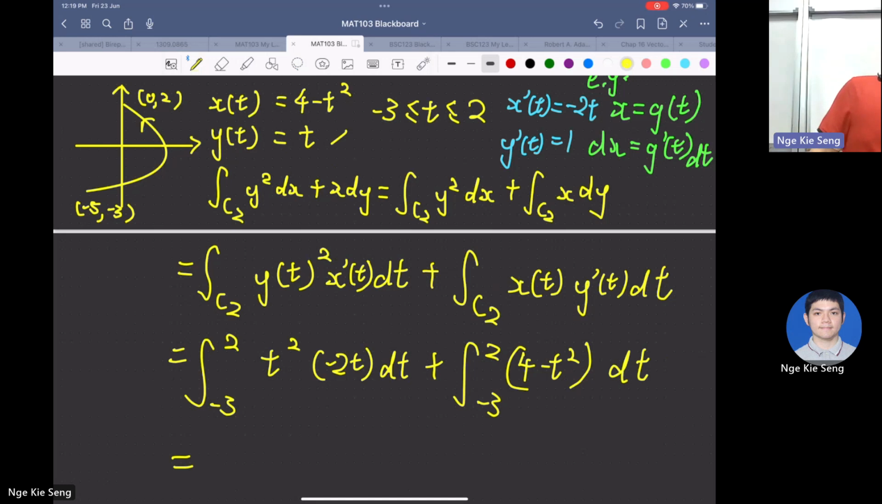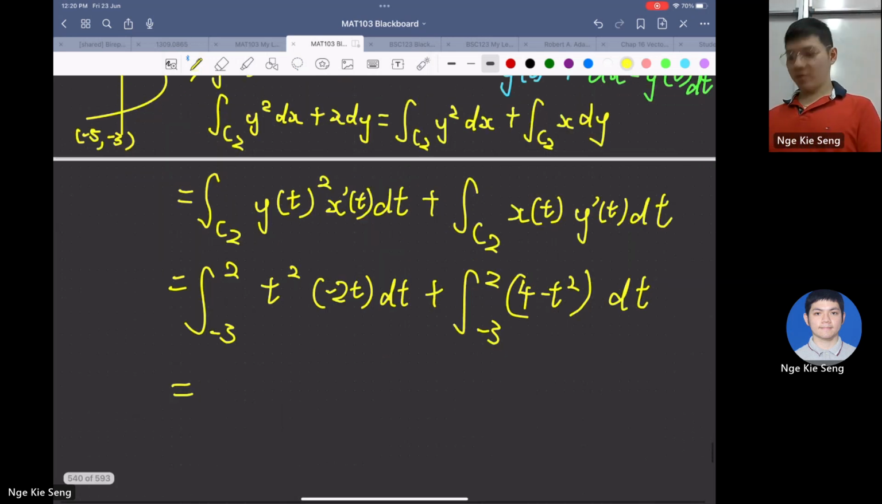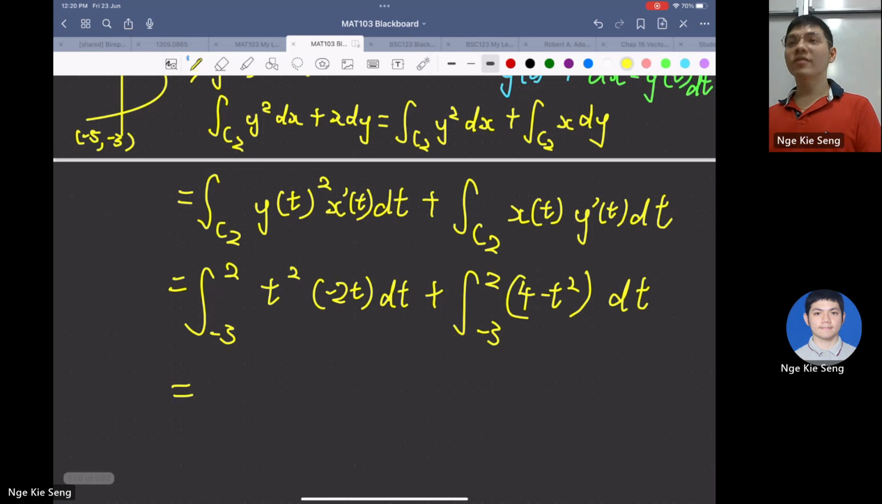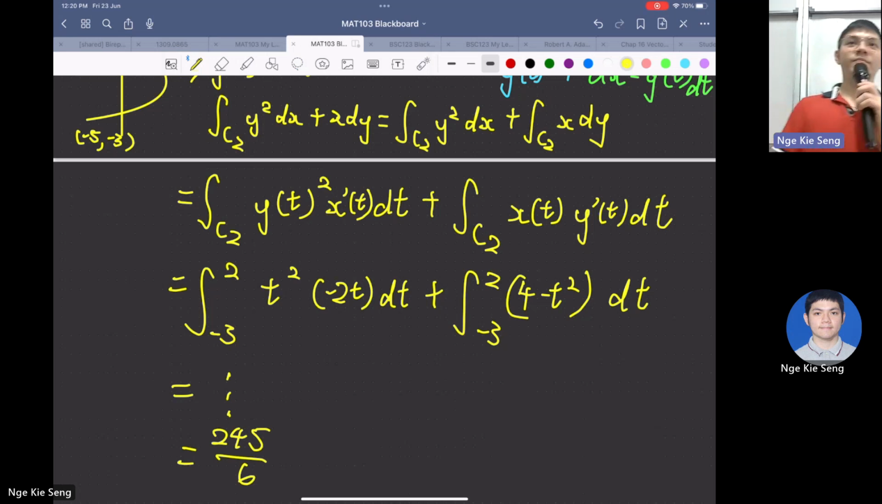Okay, so integrate the whole thing. Can you try to compute this? What do you get? Over 6? 245 over 6. Yeah, we get this: 245 over 6.